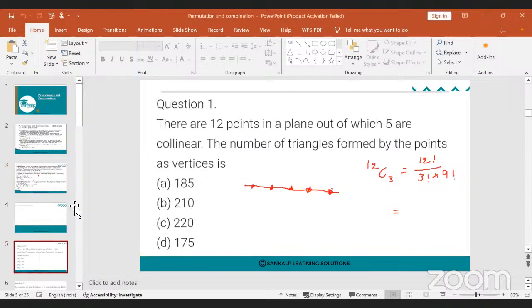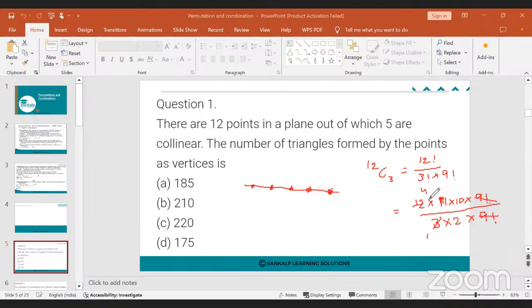Use the formula here. That is 12 into 11 into 10 into 9 factorial. Why? Because 9 factorial is already present in the denominator. So here, 3 into 2 into 9 factorial, and 9 factorial got cancelled.